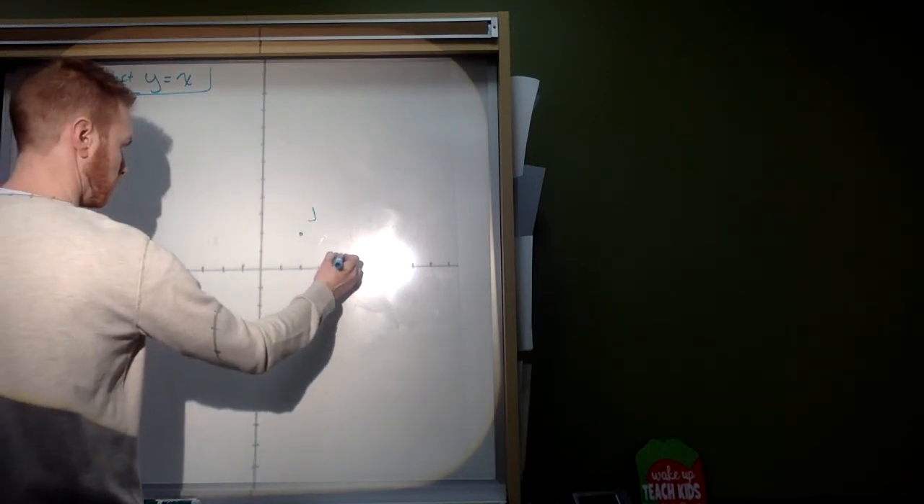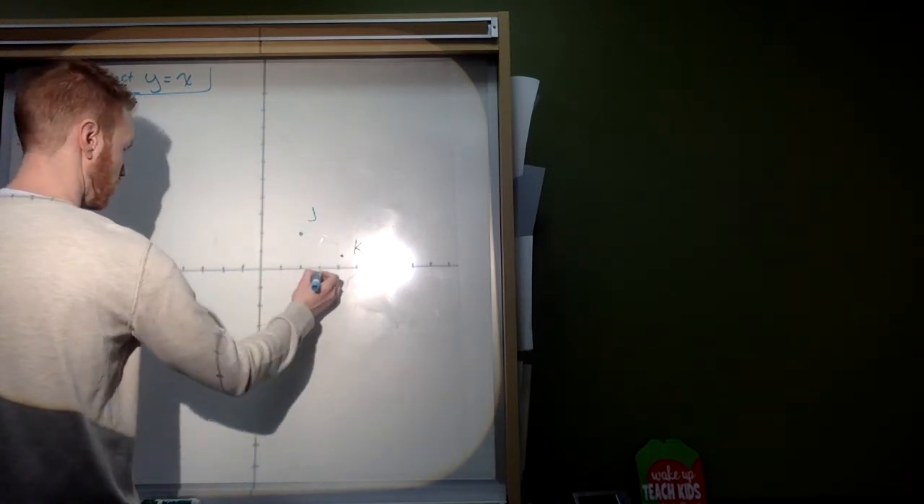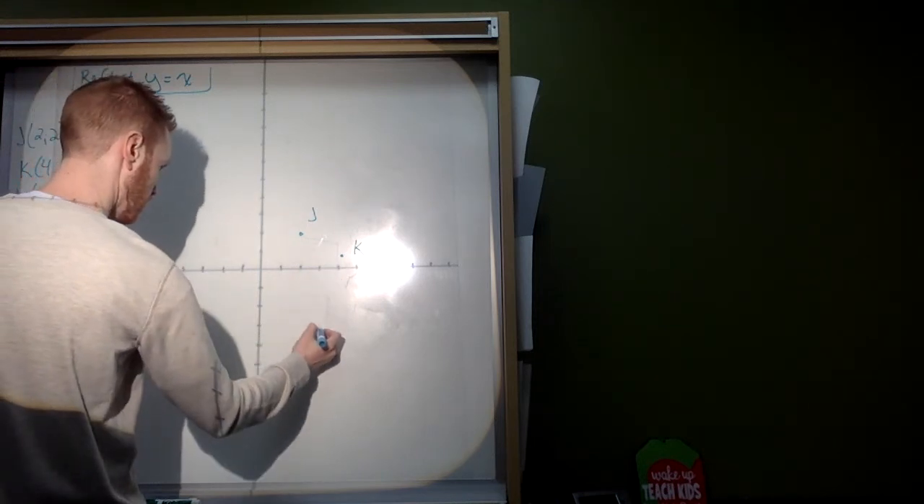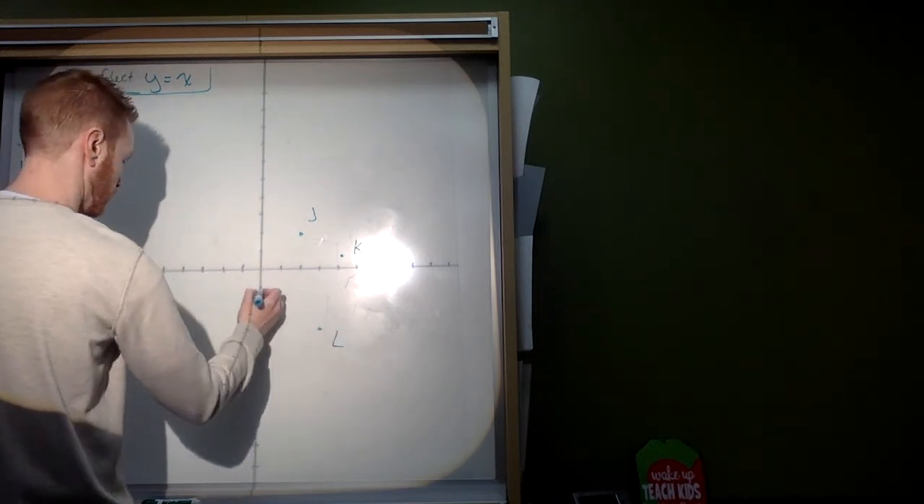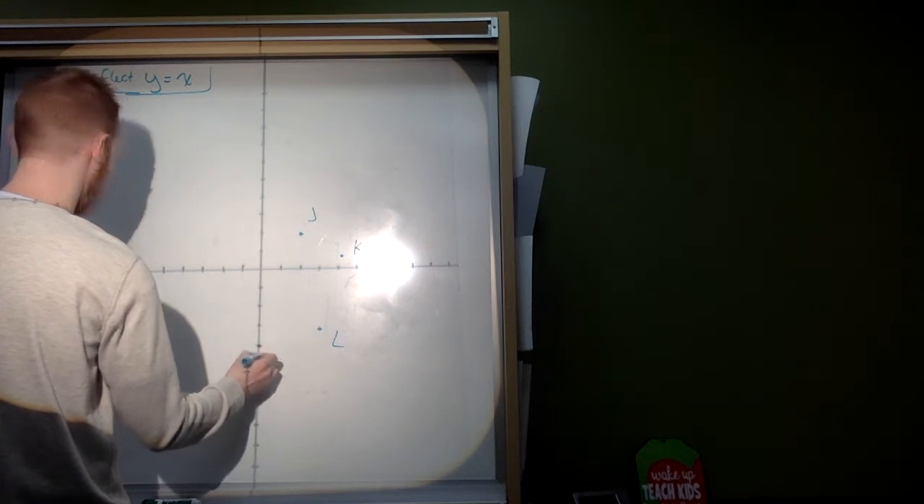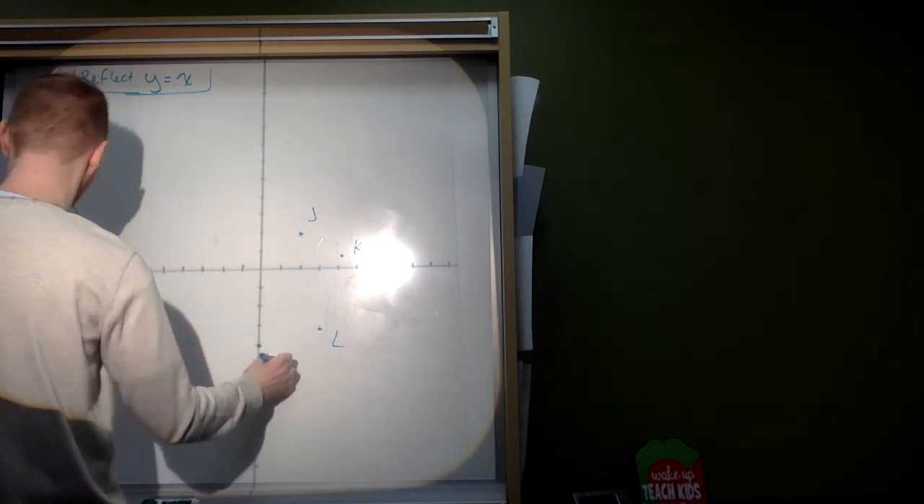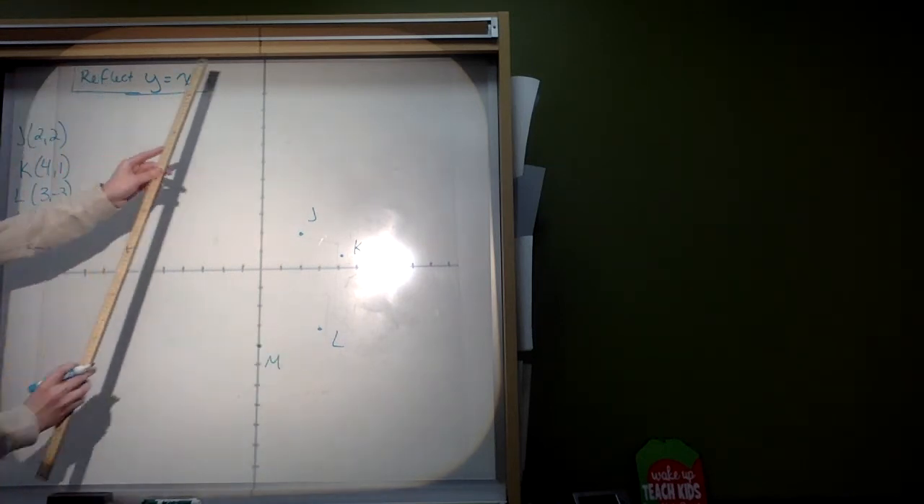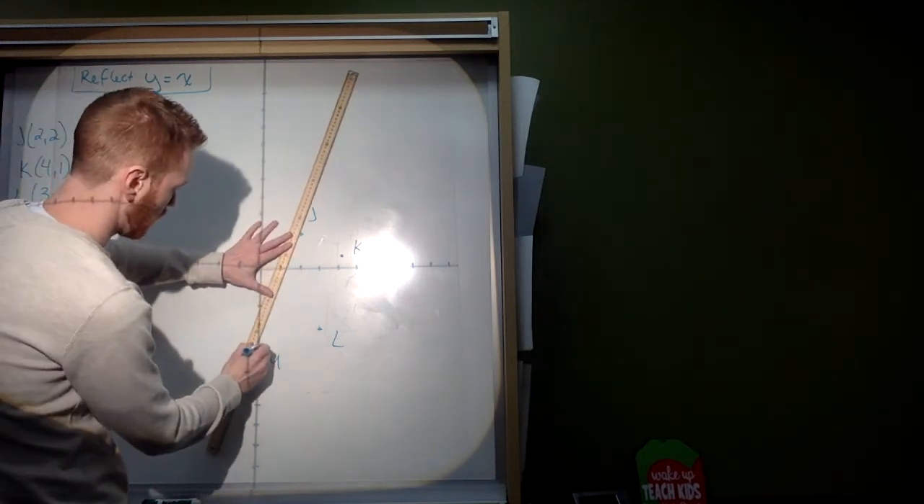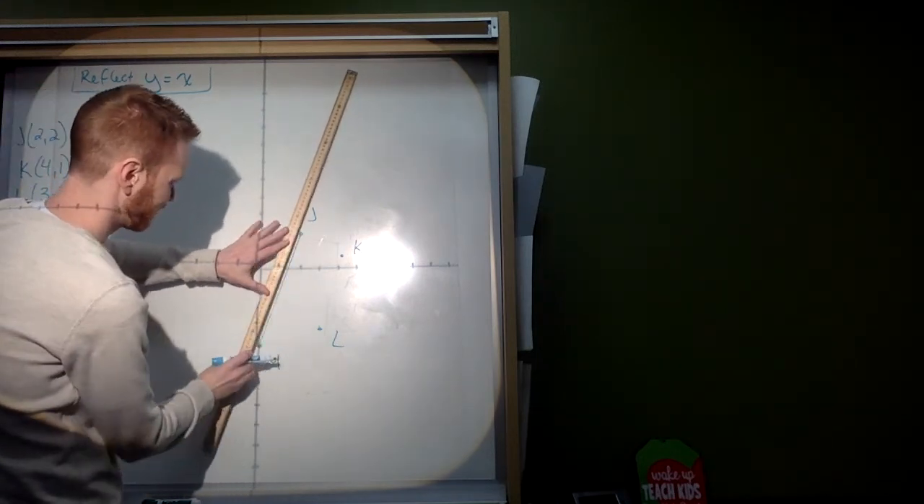J is 4, 1, there's K, 3, negative 3 is L, 0, negative 4 is M. I'll move out of your way, don't worry.